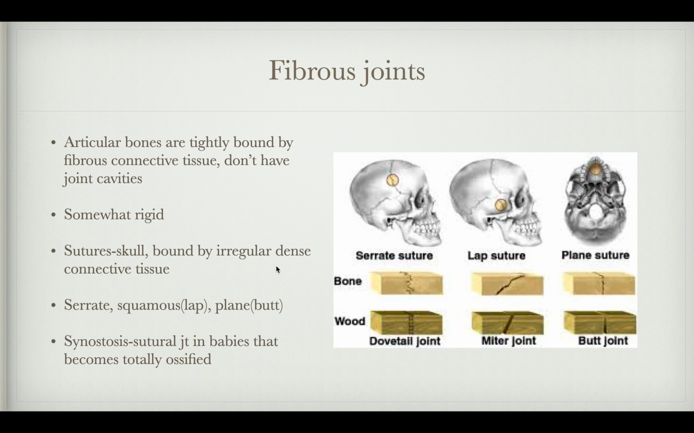In more detail, fibrous joints. They are somewhat rigid, and some of them do allow a little bit of mobility, but the rigid ones are in the skull. There are sutures, and there are three different types. A serrate suture, if you can see here, lines up with each other like a zipper. A lap suture overlaps each other, and a plane suture meets each other on the same plane in the middle. And they're held together by an irregular, dense connective tissue.